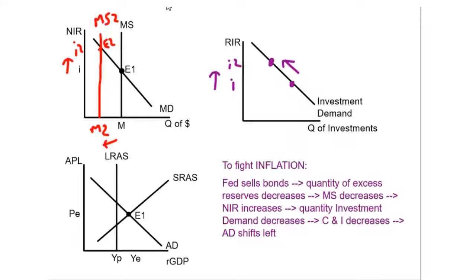So we have one more model to finish labeling. AD would shift to the left. You would have an AD2, E2. And quick review, are we going to have a YP2 or YE2? YP stands for potential. Our potential hasn't changed, but our equilibrium output has. So we're going to have a YE2 with an arrow, and then finally a PE2.